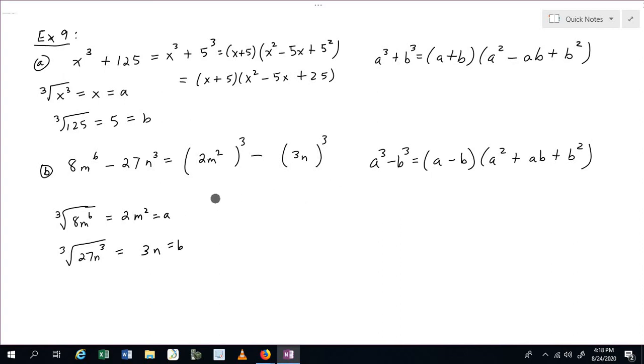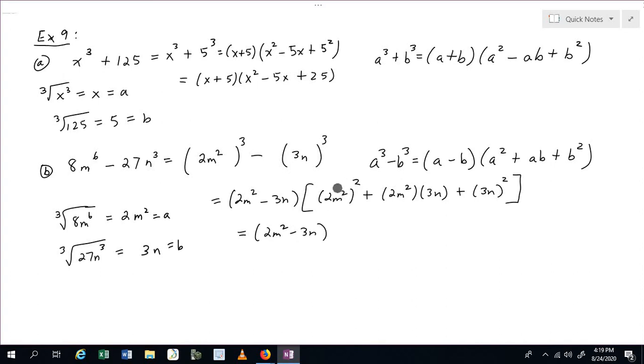And then we just use the formula to factor it. So a minus b times a squared, so that's a, and then squared, plus a times b, plus b squared. So this is b, and then I'm squaring it. And so let's just clean this up, and we pretty much have it at that point.